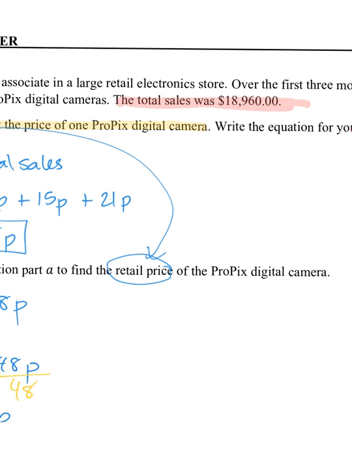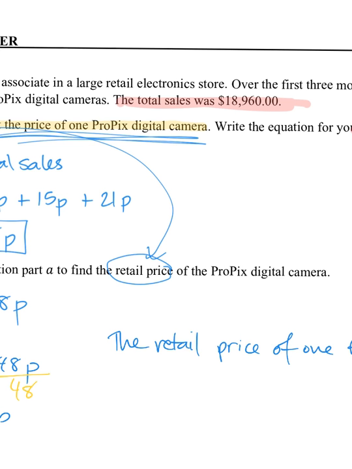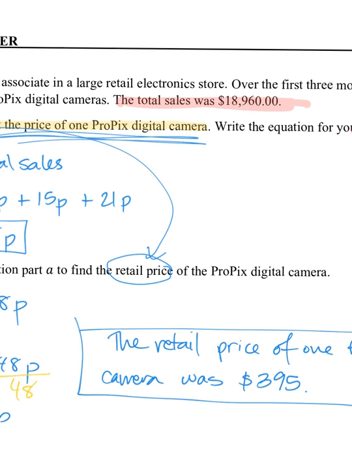All right, and remember, this is a word problem, so I need to answer in terms of a sentence. So what did P stand for? P was the price of one Propix digital camera. So my answer will be the retail price of one Propix camera is, or was, remember the unit sign there, the dollar sign in our case, $395. And there we go, and that is it.